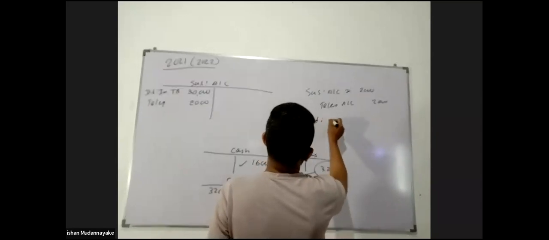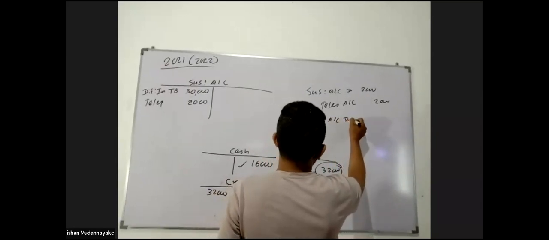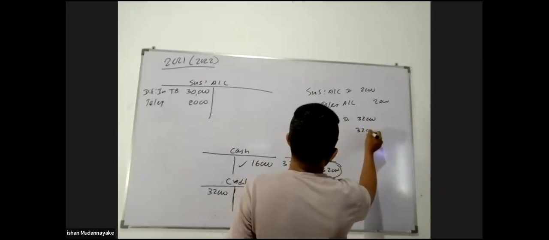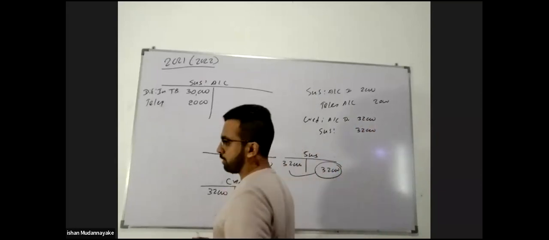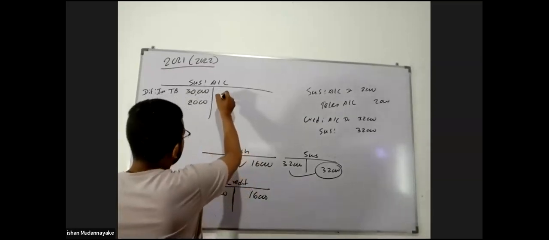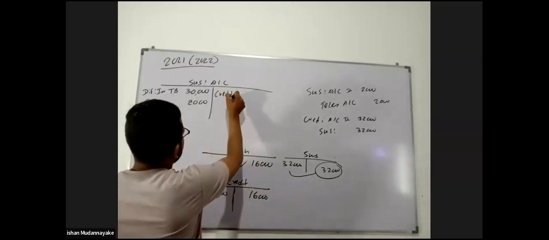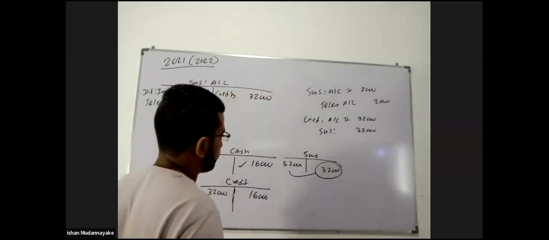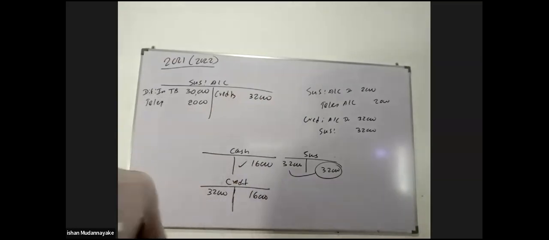Creditors account debit 32,000. Suspense account credit 32,000. Okay. Amisha, is it clear, Amisha?